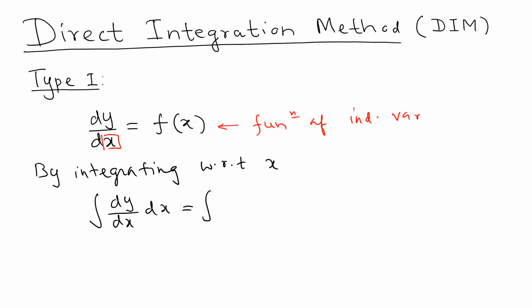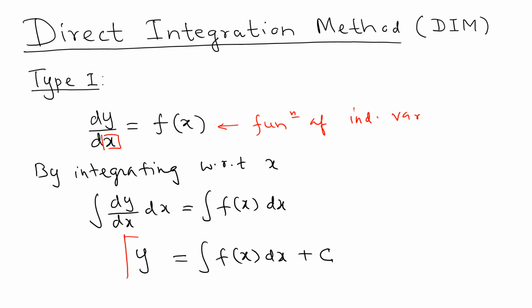On the other side, we have the integral of f(x) dx. On the left side, you start with the function, take the derivative, and now you integrate, which means you should get the function back. So the left side simply becomes y, the original starting function, and the other side you have the integral of f(x) dx, plus a constant. That is the formula for type 1, and you can see this is the most basic method of solving a differential equation: just take the integral with respect to x.